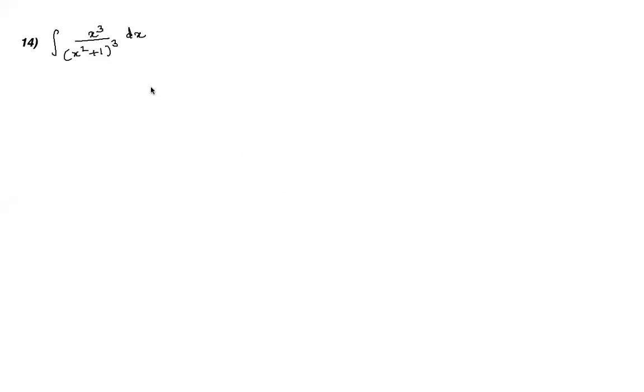Now in this question, I need to integrate x cube upon x square plus 1 whole cube dx. What I will do here is I will try to make the denominator term as simple as possible. So I'll suppose x square plus 1 is equal to u. Now I'll differentiate both the sides to get the value of dx. So let's do it. The differentiation of x square is 2x, equal to du upon dx, right? And it means dx is equal to du upon 2x.